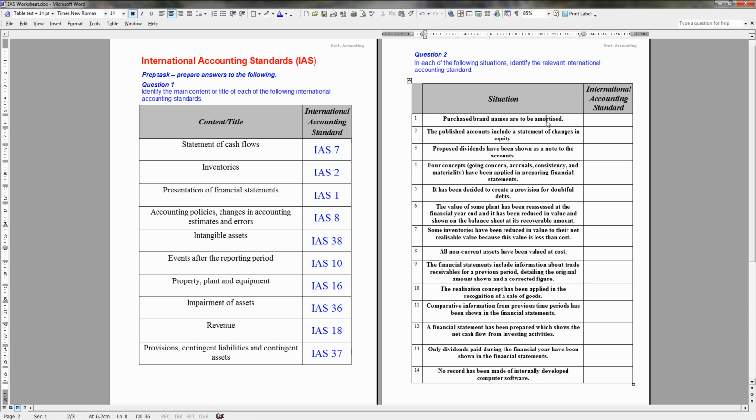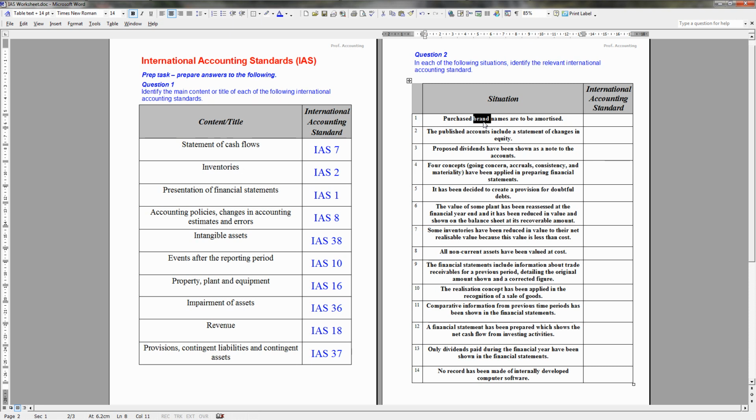So a brand is an asset, but it's intangible. You can't touch the brand, whereas fixed assets are tangible because you can touch those. So a brand name is intangible. The only intangible IAS on the list is IAS 38. So your answer is IAS 38.